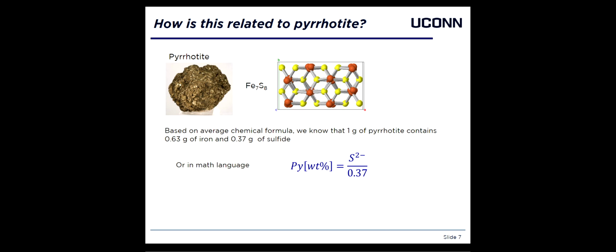The amount of measured sulfide can be translated to the total amount of pyrrhotite by considering the proportion of sulfur in the mineral. We know that 1 gram of pyrrhotite contains 0.37 grams of sulfide, and we can use this relationship to report how much pyrrhotite is in the sample if all sulfide is present in the form of pyrrhotite.